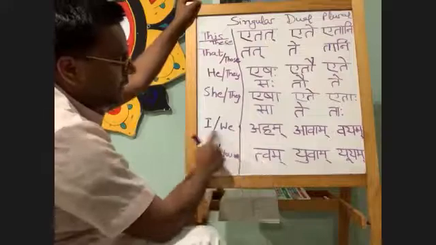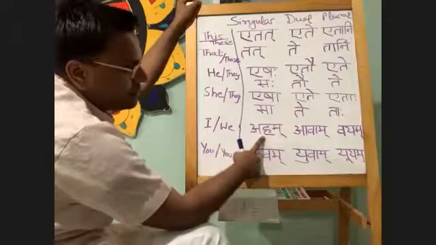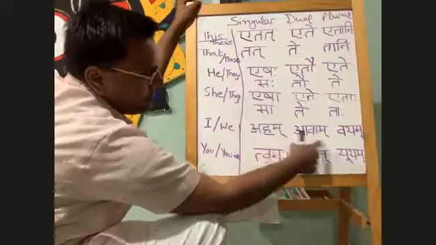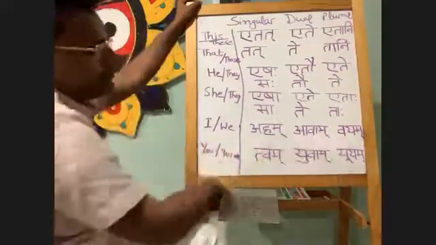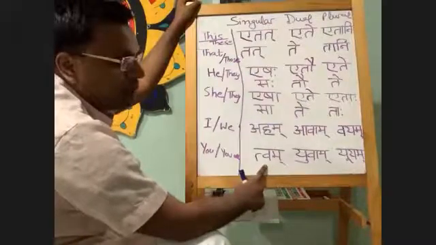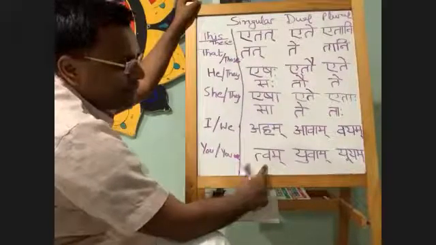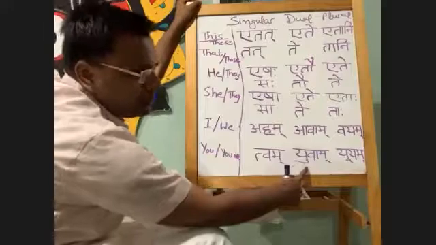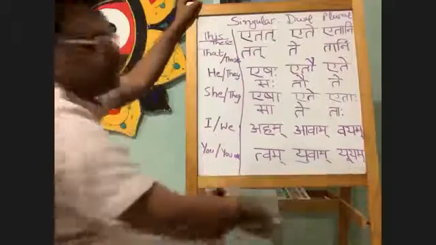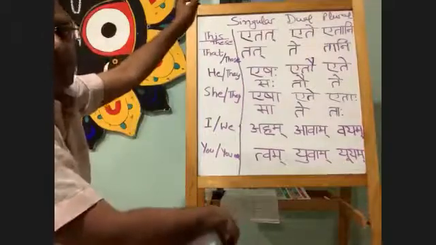Okay, then I and we: aham, avam, vayam. Tvam, yuvam, yuyam.